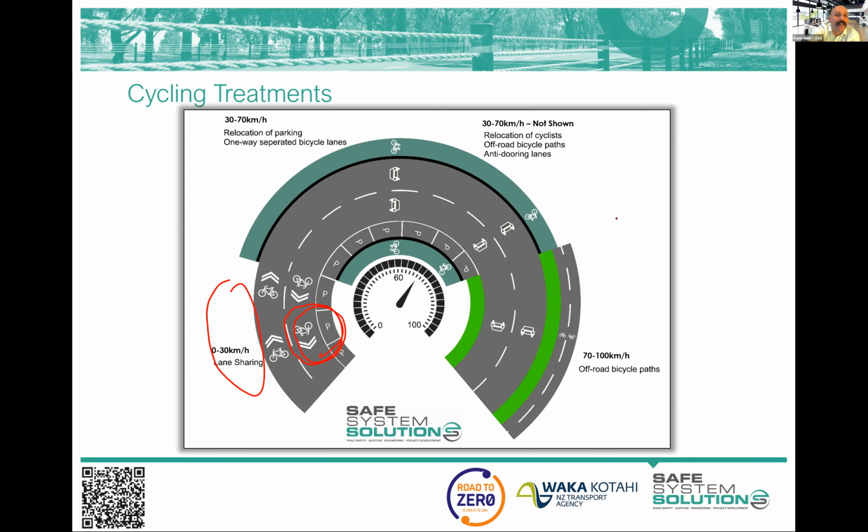Anything in that 30 to 70 range, we want some physical separation, be that a physical separator or utilising the parking as a separator and the like. And then when we're up in the 70 to 100 range, it's a full, large separation. I mean, that's not to scale, but it's a completely off-road facility.